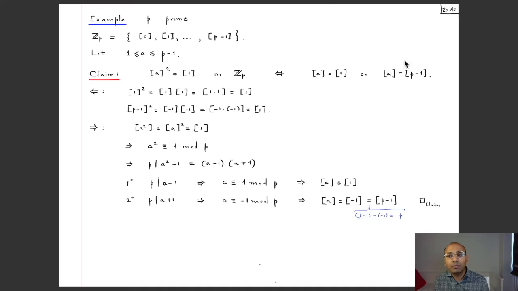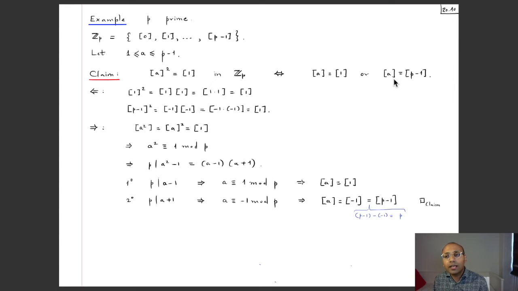Let's start from this one and prove that this holds, and then we will also start from here and prove that we have this. So let's start with assuming that the equivalence class containing A is either the multiplicative identity or the equivalence class containing P minus 1, and let's show that then this element has a property that when you square it, when you multiply it with itself, you get the multiplicative identity. So of course, if you start with this, then its square is this multiplied by itself, and since this is the multiplicative identity, this is of course equal to the multiplicative identity.